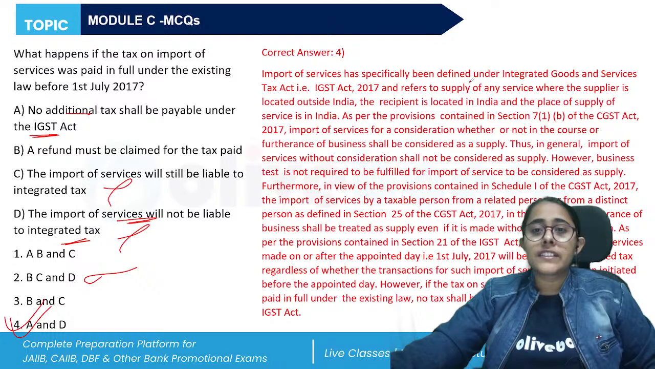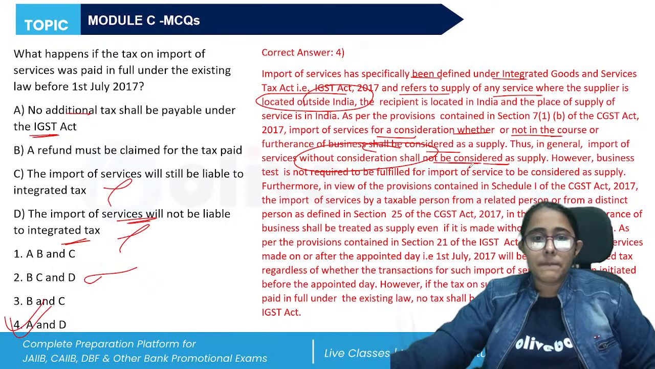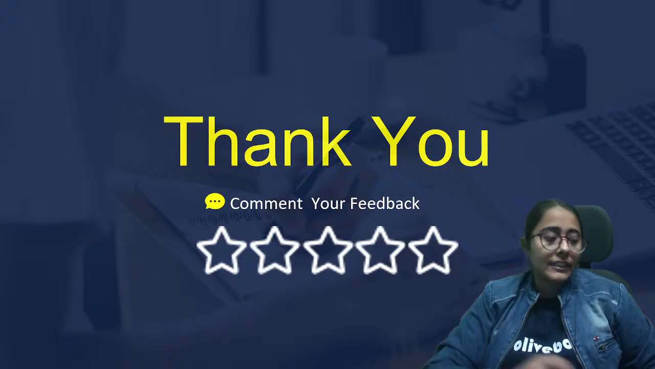So the import of services has been defined under the IGST, and it refers to the supply of any service where the supplier is located outside of India. So we are talking about imports. Under the provisions of the CGST Act, import of services for a consideration not in the course of further business shall be considered as a supply. An import of services without consideration shall not be considered as a supply. Right? And we have already seen that if the payment of the tax has been made in full, then no further tax shall be payable on such import under the IGST.